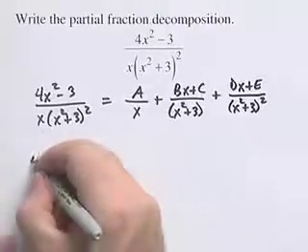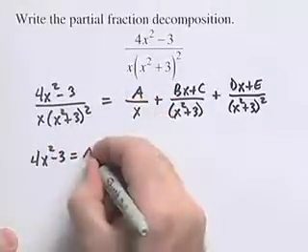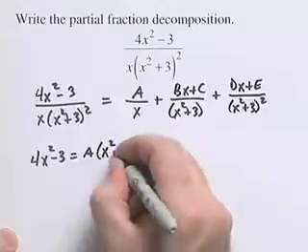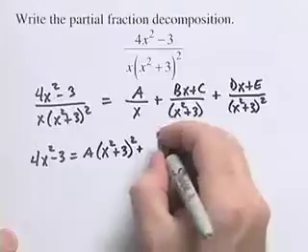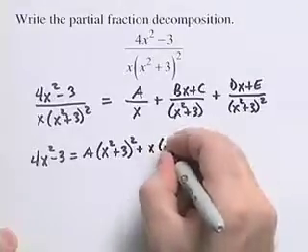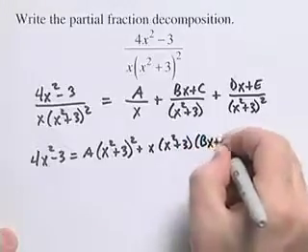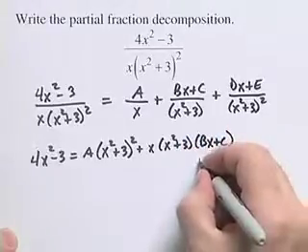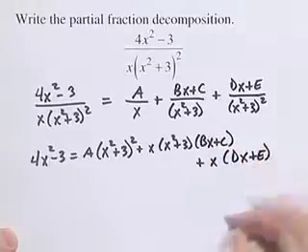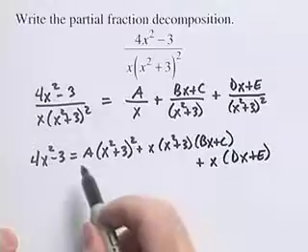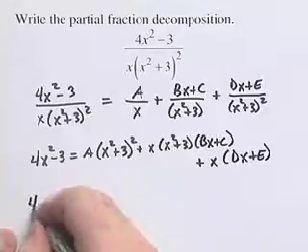That'll give us the identity 4x squared minus 3 is equal to a times x squared plus 3 quantity squared plus x times x squared plus 3 times bx plus c plus x times dx plus e. Now we need to collect like terms. When we do that, we're going to get an equivalent equation.